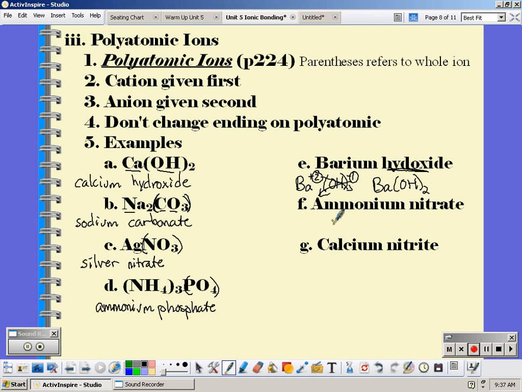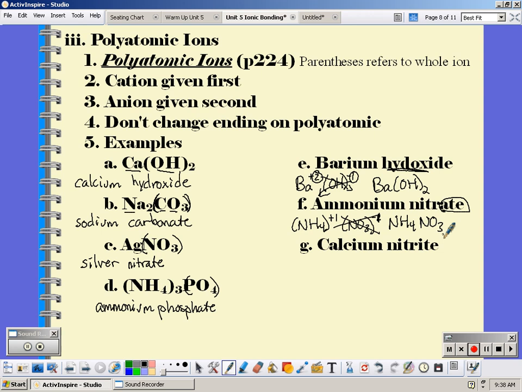Ammonium is our only cation polyatomic, NH4 +1. Nitrate, the ATE is telling me that it's a polyatomic, NO3 -1. So when I cross my charges, I would have NH4NO3. I don't need parentheses anymore because I only have one of each of those.